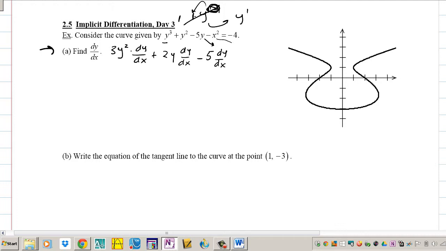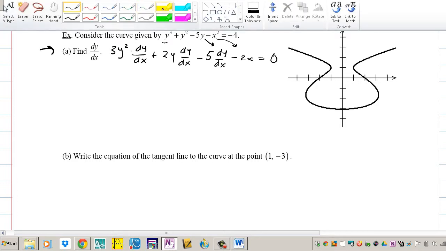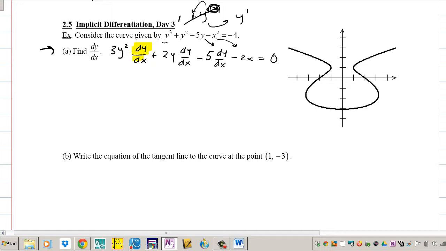The next one, minus 2x. The derivative of x with respect to x is just 1, so you just leave it alone. No need for a chain rule here. And there it is. How many dy/dx's do I have? I have 3.